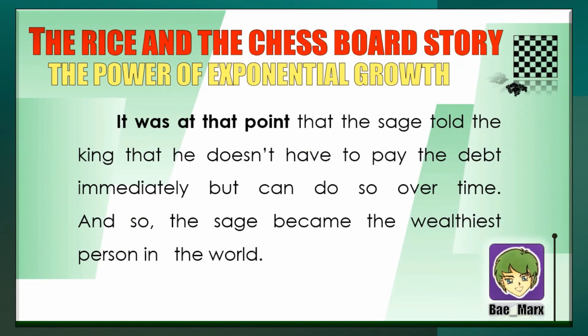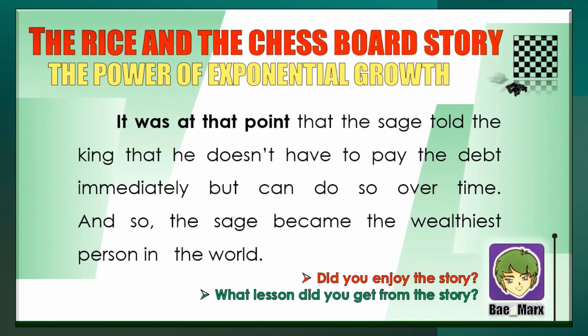It was at this point that the sage told the king that he doesn't have to pay the debt immediately, but can do so over time. And so, the sage became the wealthiest person in the world. Did you enjoy the story? What lesson did you get from the story?